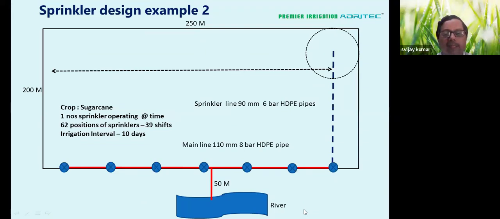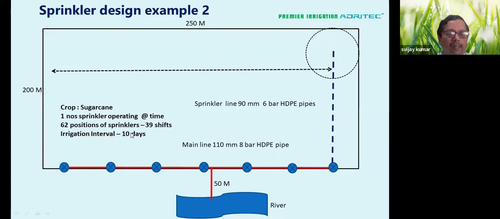So this is the final arrangement. You see, this is the river, and it is around 50 meters away, and this is your main pipeline carrying the water. Only one particular gun is going to operate at a time, and since the total dynamic head came to more than 60 meters, I have selected a 110 mm 8 bar PVC pipe. These are the different positions, and like I told you, you will keep shifting it around. This is a sugarcane plot with only one sprinkler operating. There are going to be 39 or say 40 shifts from one end to the other end, and the irrigation interval is 10 days.